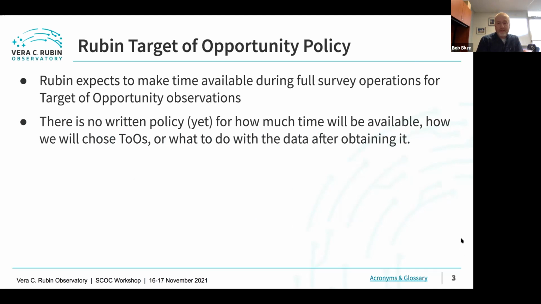We do expect, of course, that there will be TOO observations with Rubin at some point in the survey, and perhaps regularly throughout the survey. We'll see how things go and what the need is. There is, as of yet, no written policy, but we certainly have been discussing items that need to be clarified, and probably sooner rather than later.